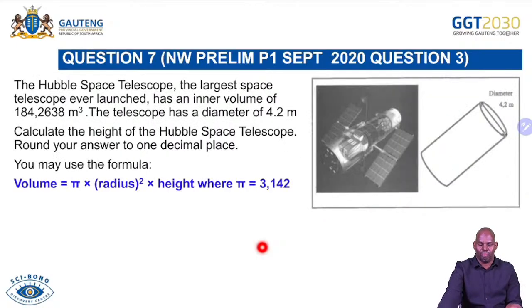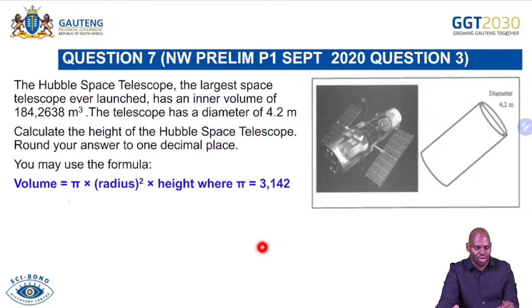Okay, so boys and girls, this will take us to the last question of the day. Then that is still from the very same provincial paper, Northwest. Then they say the Hubble Space Telescope, the largest space telescope ever launched, has an inner volume of 184,2638 cubic meter or meter cubed. The telescope has a diameter of 4,2 meters. Calculate the height of the Hubble Space Telescope. Round your answer to 1 decimal place.